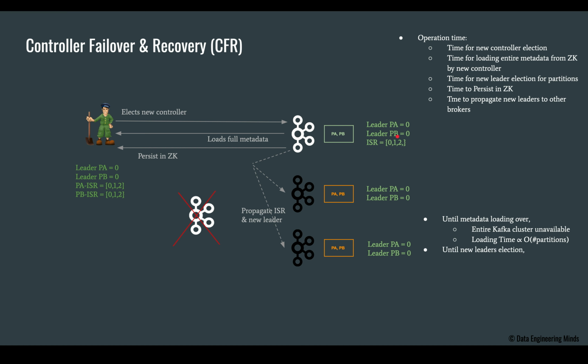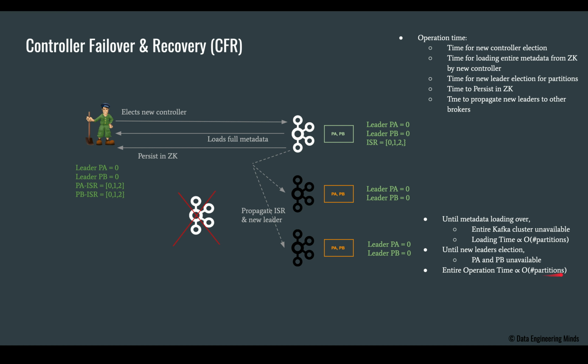This is because the new controller has to finish electing the new leaders for those partitions as well. Until then, any producer or consumer traffic for such partitions will time out. This is similar to what we saw in the case of an uncontrolled shutdown. The overall time required to perform a recovery from a controller failover is equivalent to the order of the total amount of partitions.